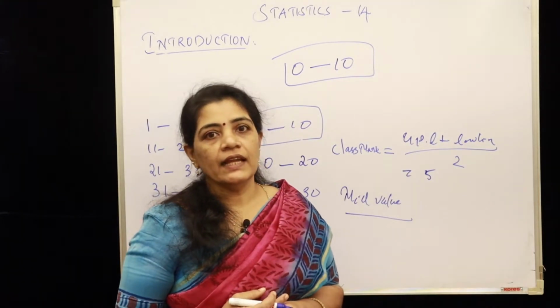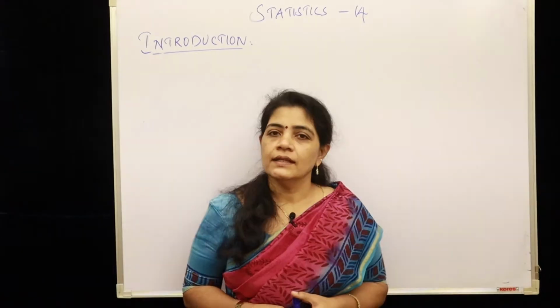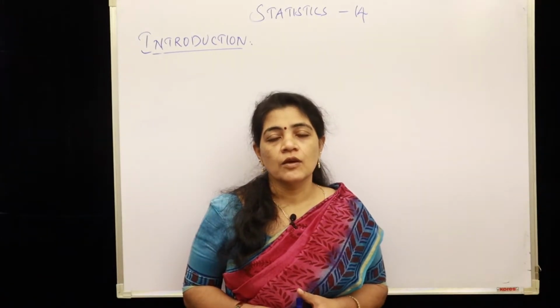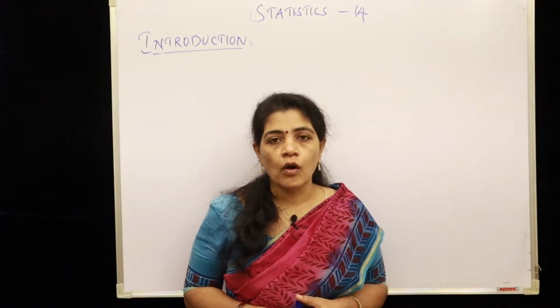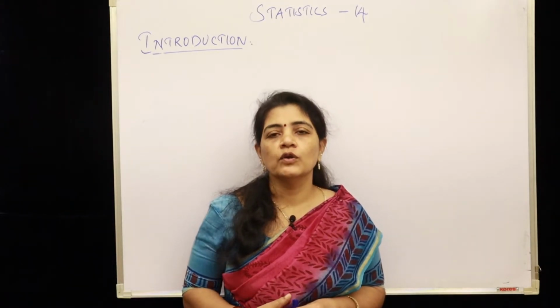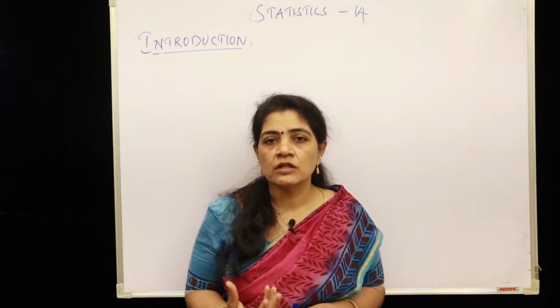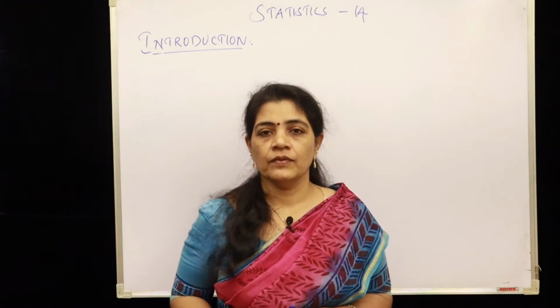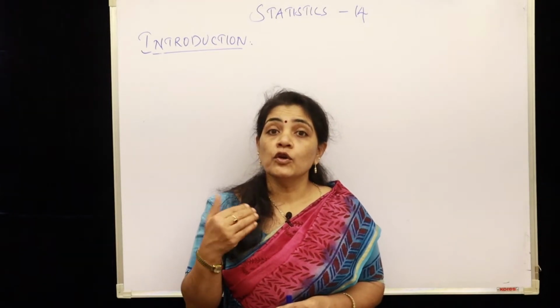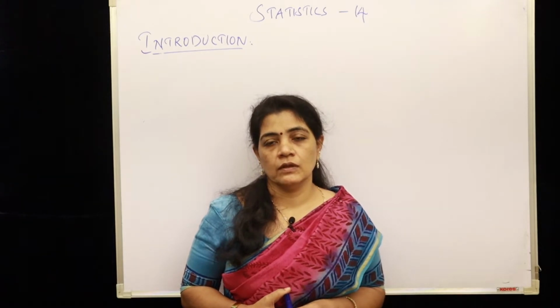These are the very basic terms which we have discussed in the last year. In the 9th standard, we have discussed mean, median, mode of ungrouped data. In this year, we are going to discuss mean, median, mode, that is what we call the 3 measures of central tendency, of grouped data or discrete frequency distribution table.